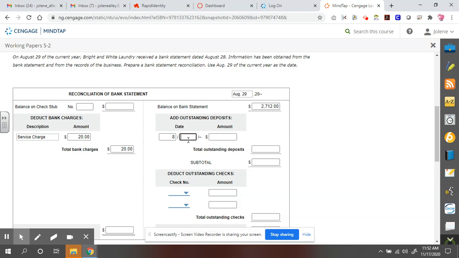Now for some reason here it wants month of 8th month. It doesn't want you to spell out August. All right, so total outstanding deposits is 300. It says add right here. And then it asks for a subtotal. So we have to add these two together, to get that subtotal. I had to add the 2712 and the 300.